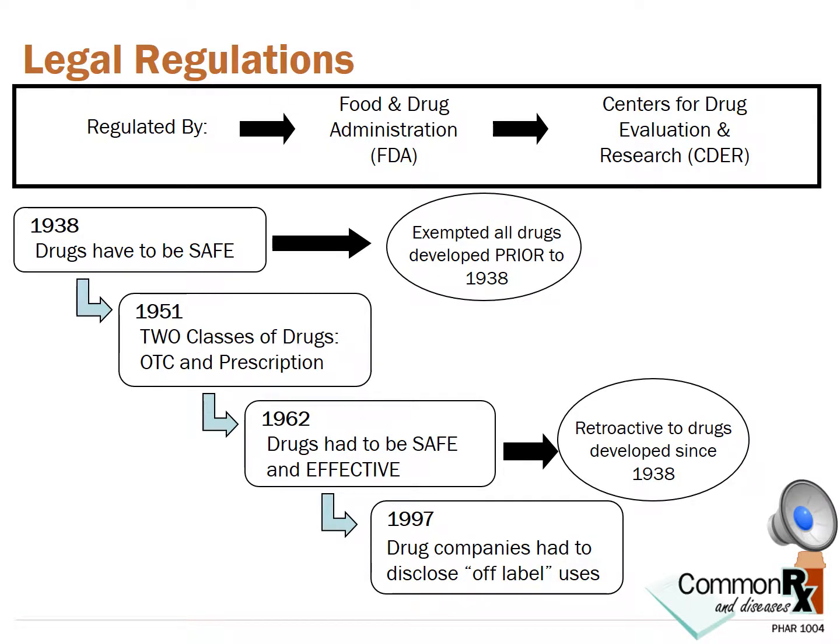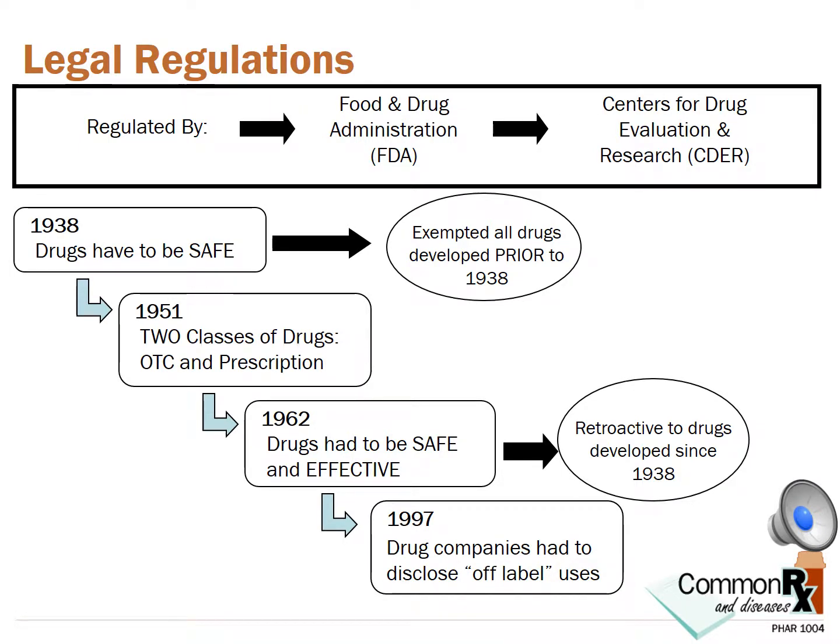In 1962, a law was passed stating that drugs had to be both safe and effective. This meant that drugs must be proven effective for the disease which it was intended to treat. So, if a medication is indicated for migraine headaches, it has to be proven to be safe and also effectively treat migraine headaches.